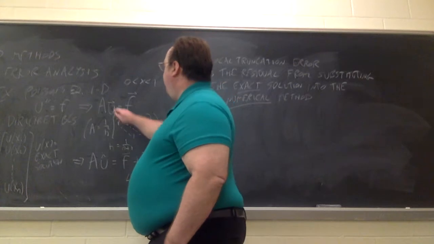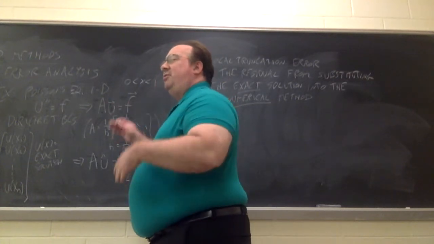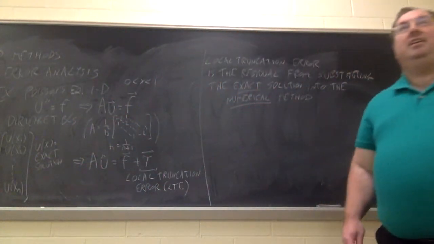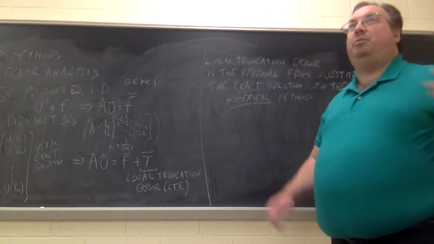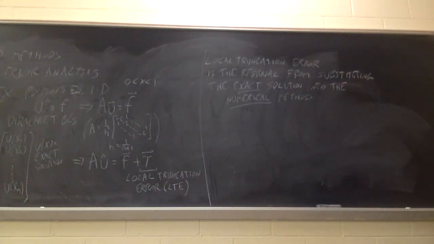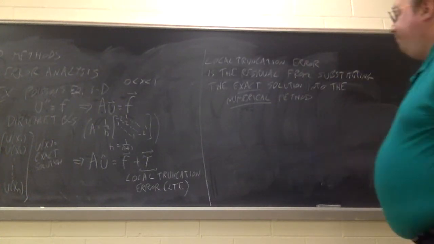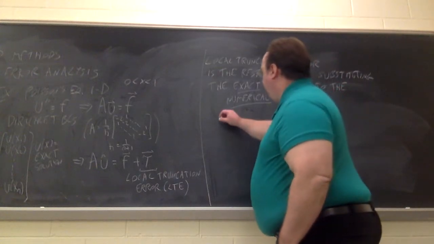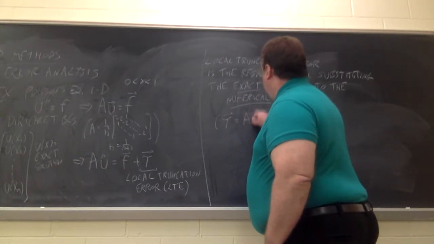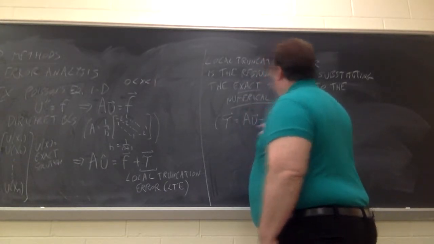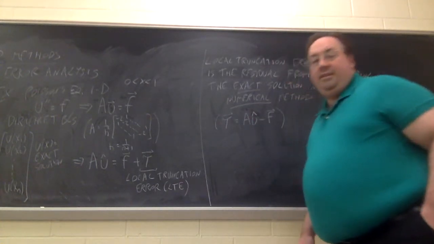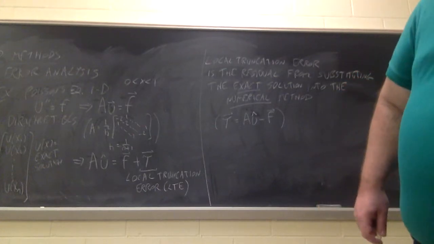Similarly, the computed solution satisfies the numerical method exactly because it's generated by it. This would not satisfy the ODE or PDE exactly. Again, there's going to be something left over, but we're not thinking about that. We're substituting the exact solution into the numerical method. So in this case, tau is equal to AU hat minus F.